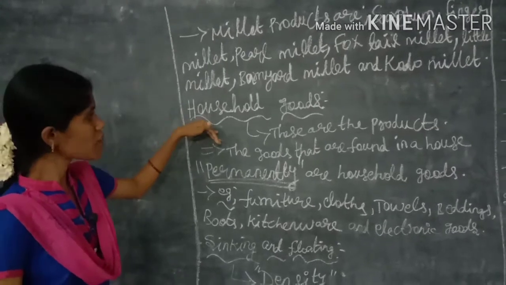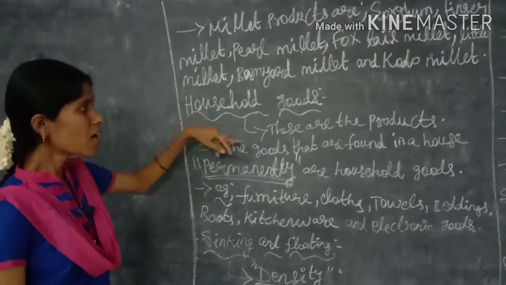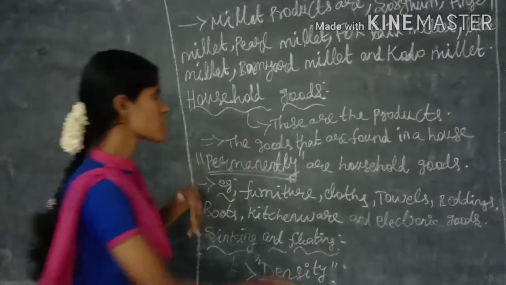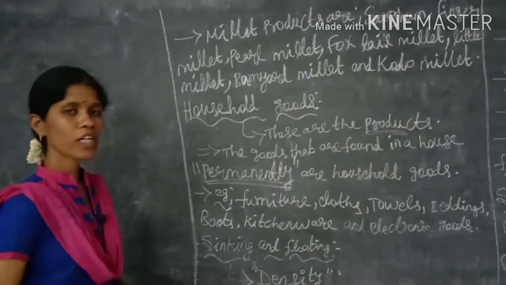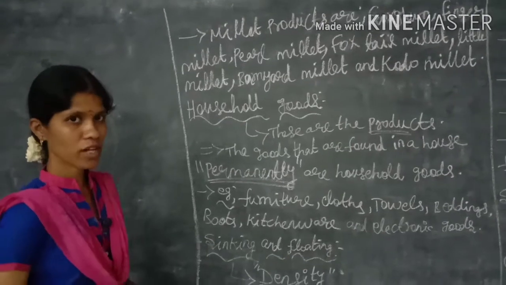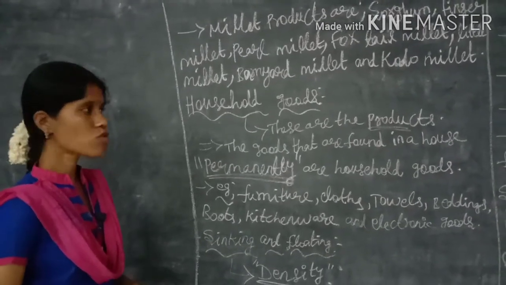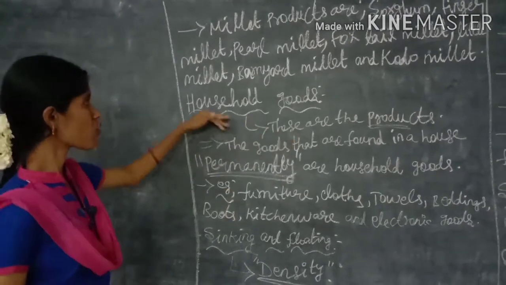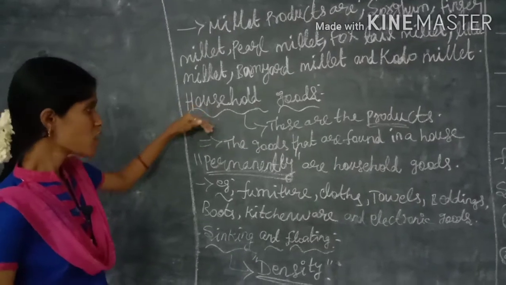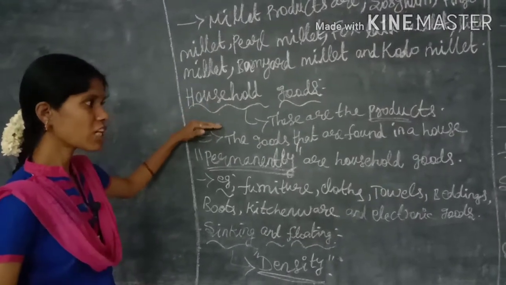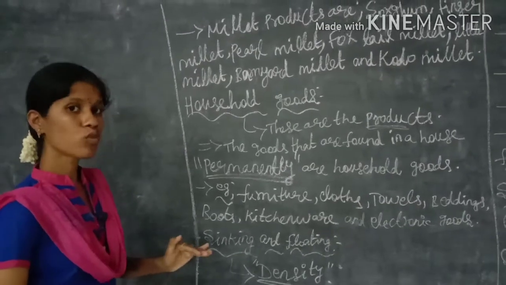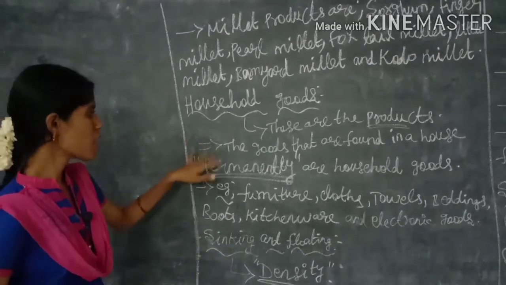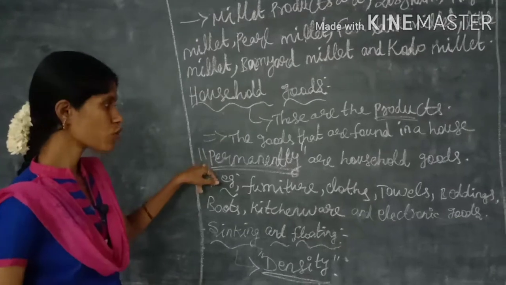The next one is household goods. What is meant by household goods? These are the products which are used in our day-to-day life in our kitchen or our house. So those products are known as household goods, the goods that are found in a house.